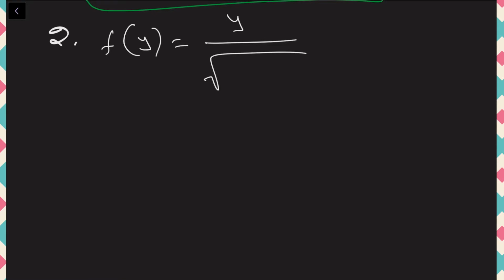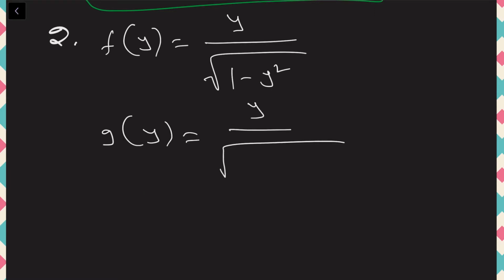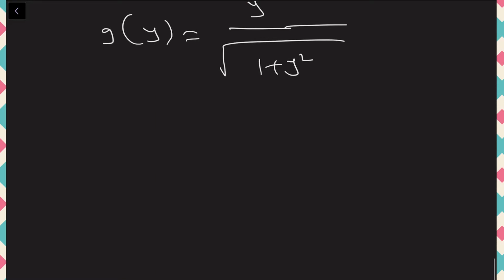f of y equals y divided by under root 1 minus y square, and g of y equals y divided by under root 1 plus y square. Then he is asking to show that f of g of y is equals to y. So let us check now.